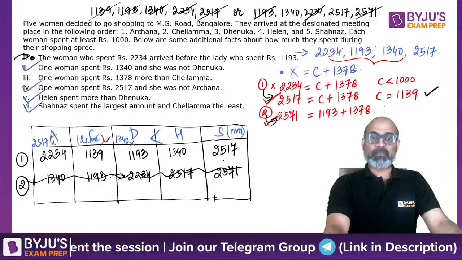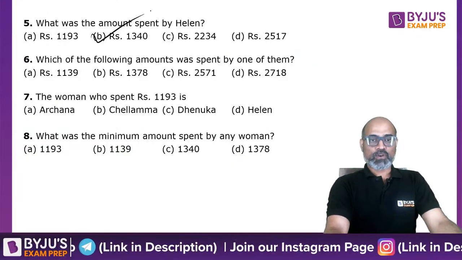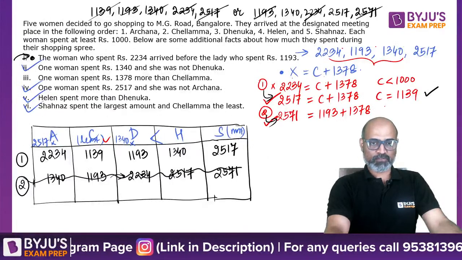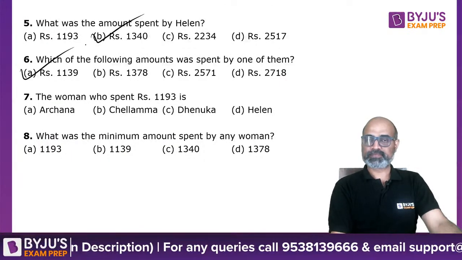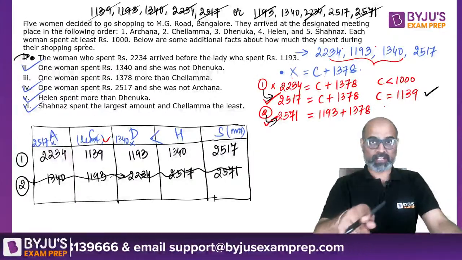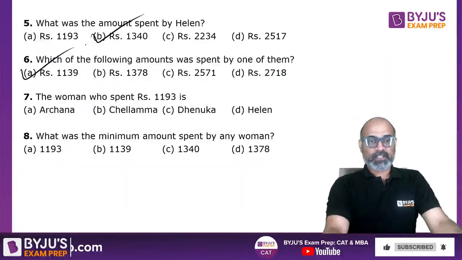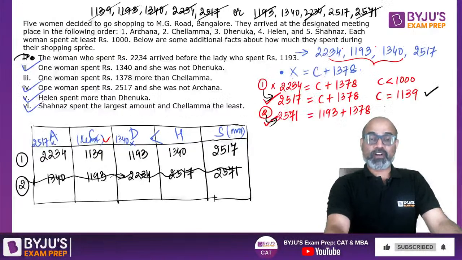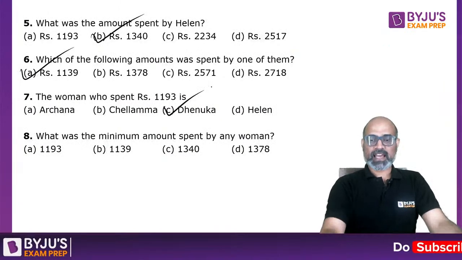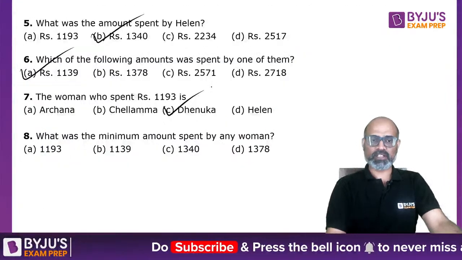What was the amount spent by Helen? 1340. Which of the following amounts was spent by one of them? 1139 was spent? Yes. 1378 is not here. 2571 is not here. 2517 is there, 2571 is not. And 2718 is also not here, right? The woman who spent rupees 1193 is D. And what was the minimum amount spent by any woman? That was C, 1139.